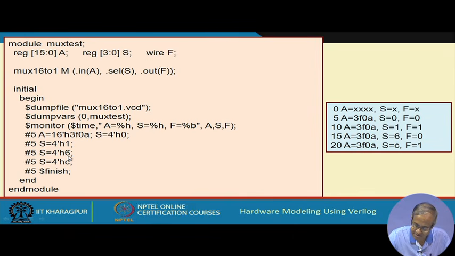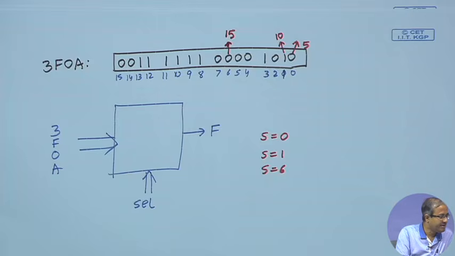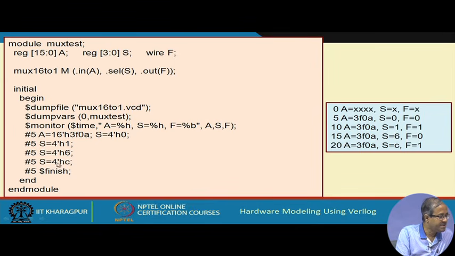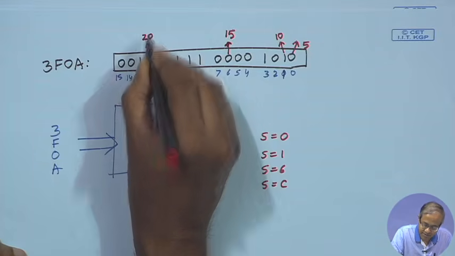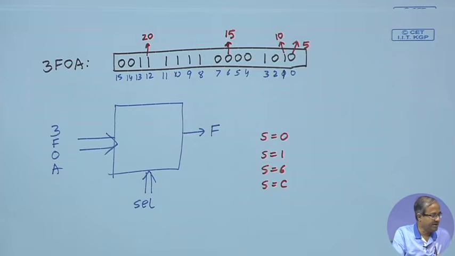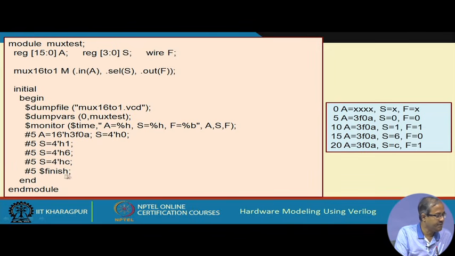What is your 6? S is 6, 6 is here, so this is 0. You will be getting this value 0. Now, this will happen at time 15, and for the last one you apply S equal to C. C means 12, 1100 in hexadecimal. 12 means you here, this is 1, this will happen at time 20, and at the end, after another time 5, you finish the simulation.